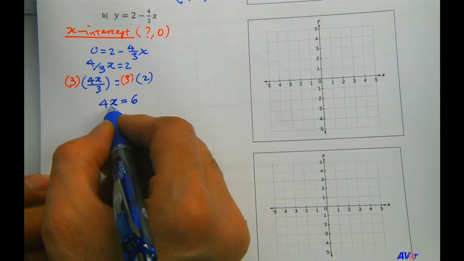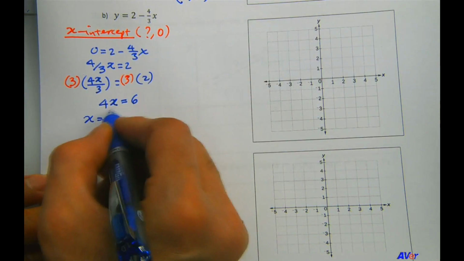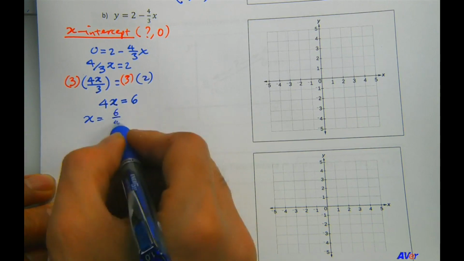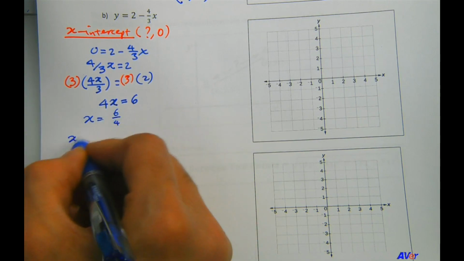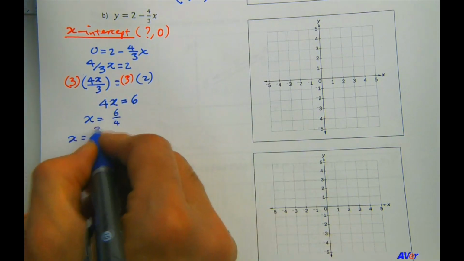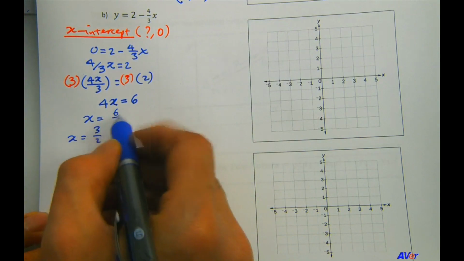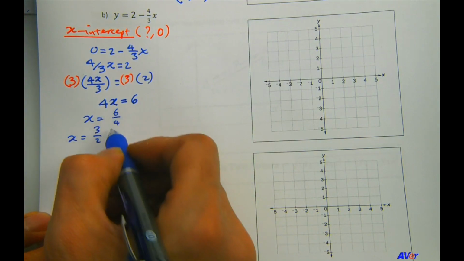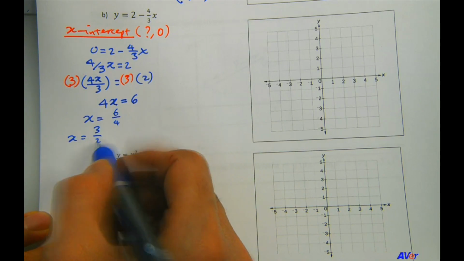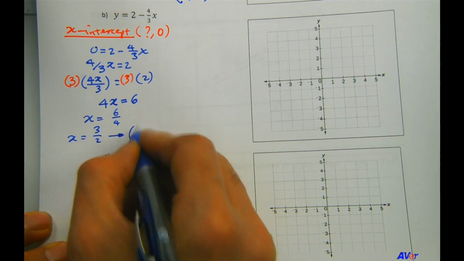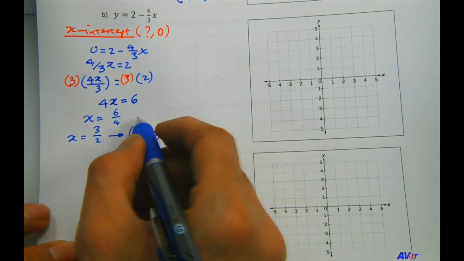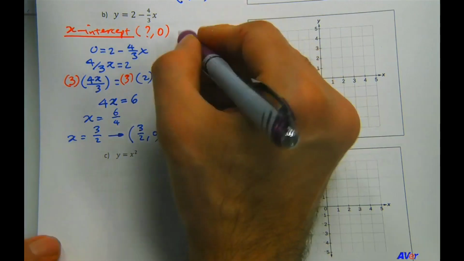So we're isolating x, so how do we do that? Divide both sides by 4. 6 over 4. Can we simplify this? Absolutely. We have 3 over 2, because 2 is a common factor of 6 and 4, right? When you take the common factor out, you end up with 3 over 2. So the x-intercept is 3/2 comma 0. Okay. What about the y-intercept?